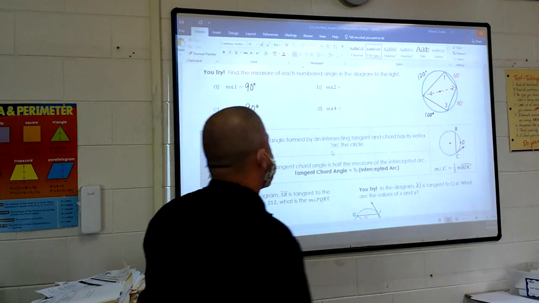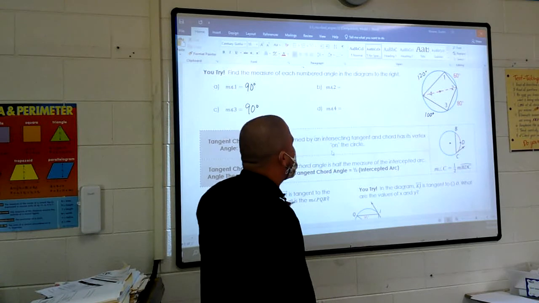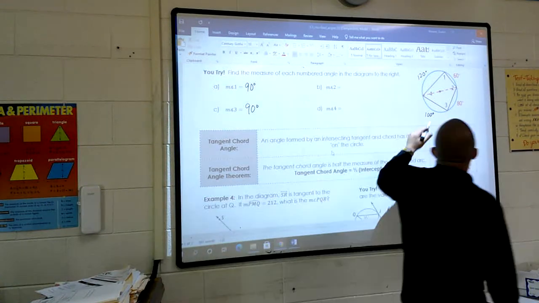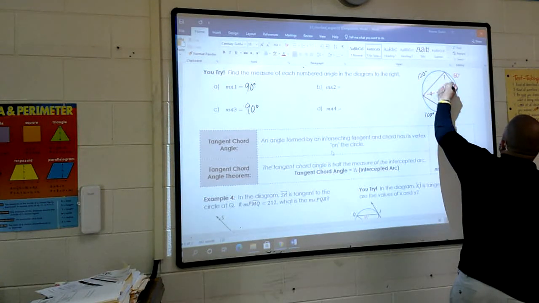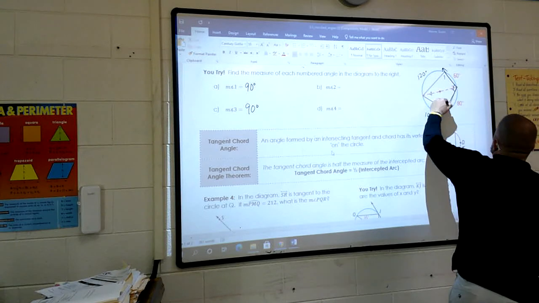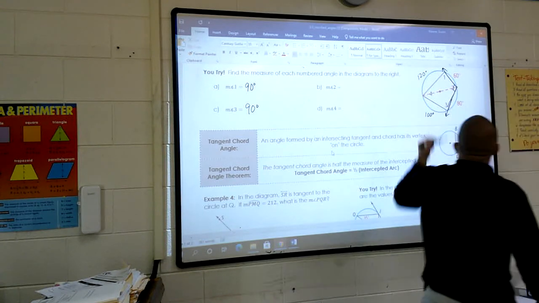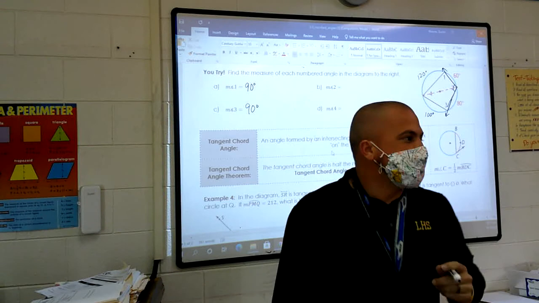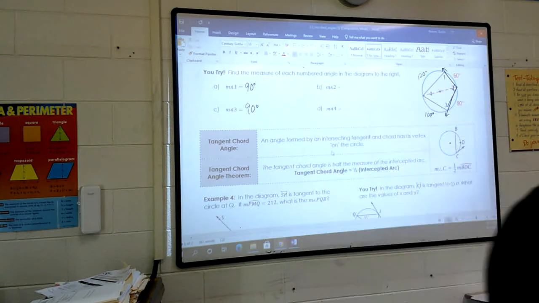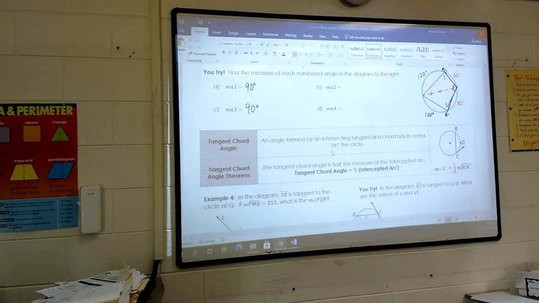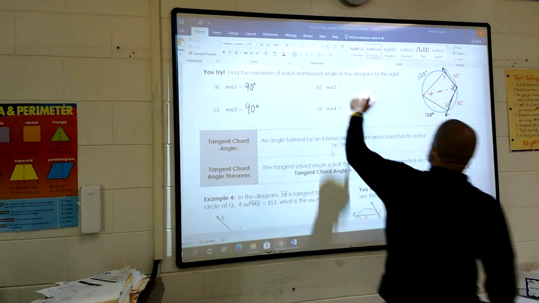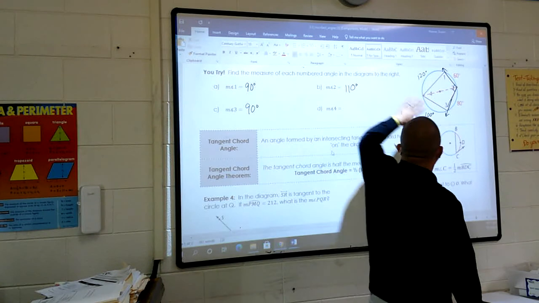Now, angle 2, look at angle 2. So it's here. So it goes up, you can mark it on your paper, and it goes down. So how much does it cover on the arc? 220, so what's the angle? 110.